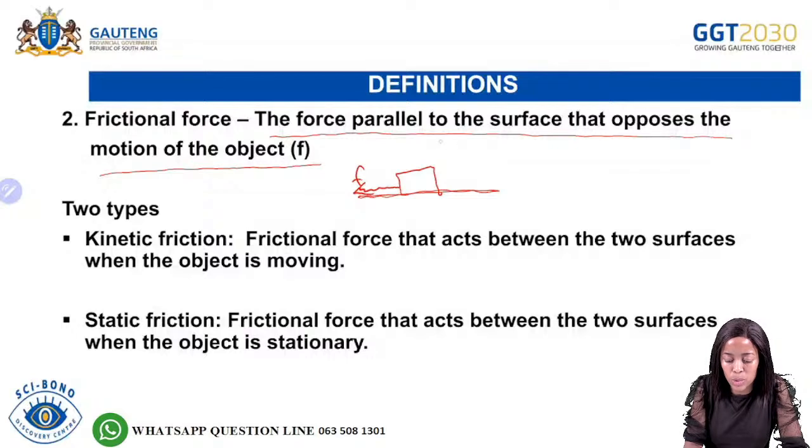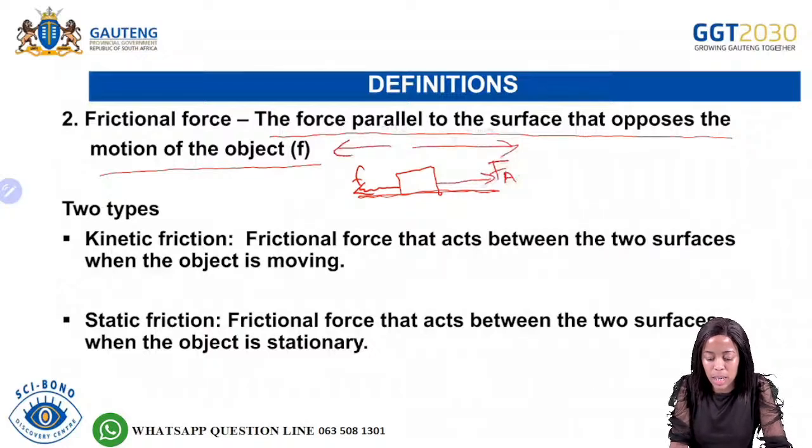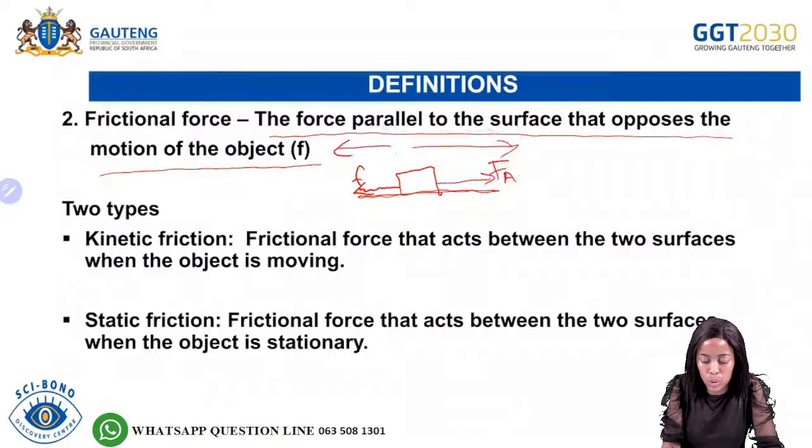So let's say that an object is moving in which direction? If an object is moving to the right, the frictional force must oppose the motion. So if to the right-hand side we have the applied force, then the frictional force will be in which direction? To the left-hand side. And if the object is moving to the left-hand side, then the frictional force will be on the right-hand side.